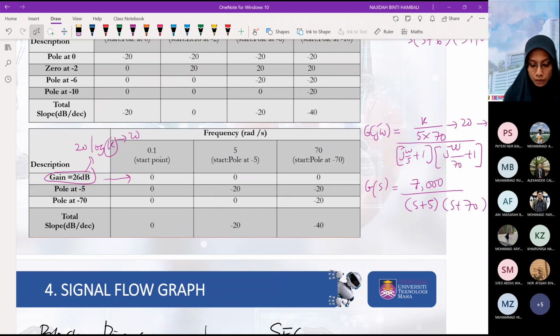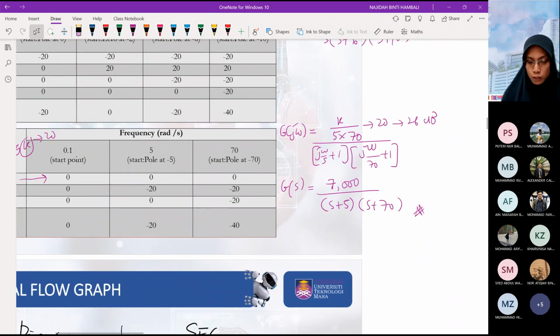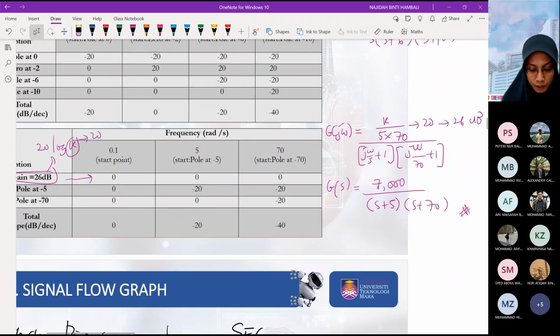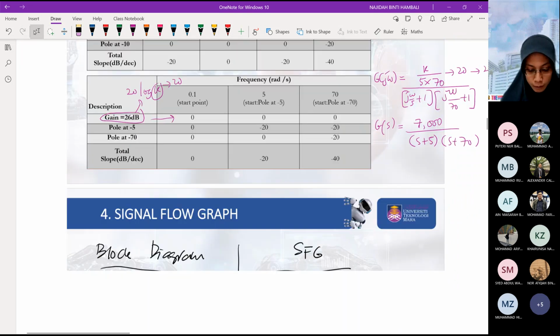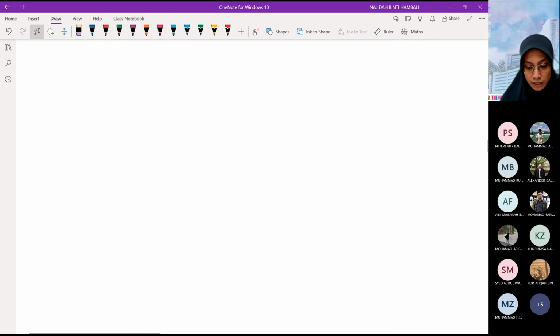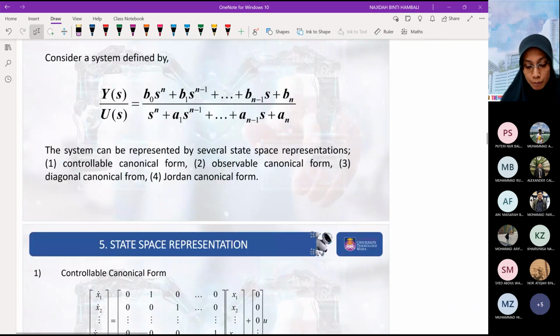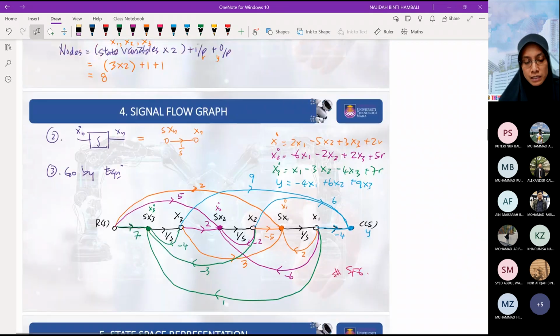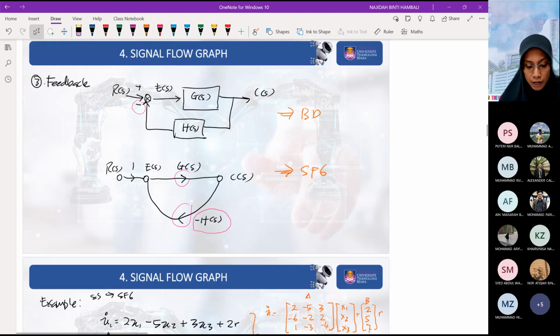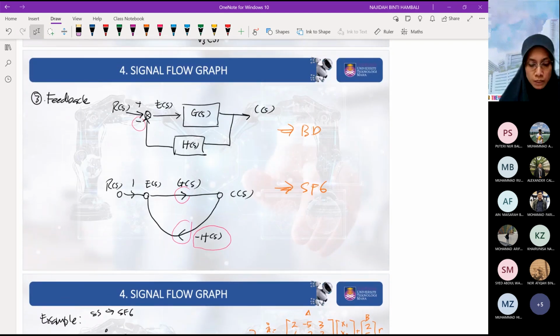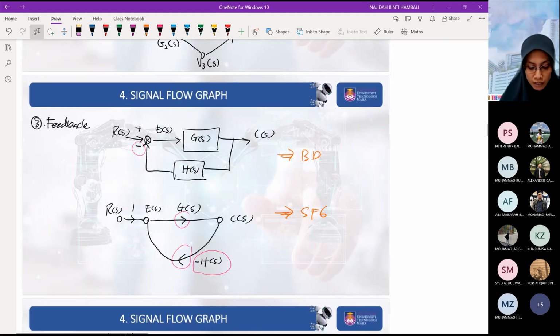So saya rasa itu saja untuk hari ini. Ada soalan sebelum saya habiskan kelas? So next week kita akan sambung the next slide. Okay. Signal flow graph ni saya dah cover sikit untuk you jawab soalan example 7. So you boleh sketch signal flow graph after you construct your state space equation. Okay, kita dah cover sampai sini.